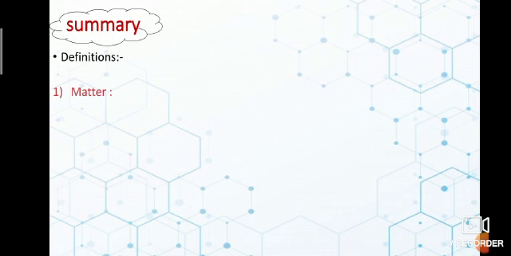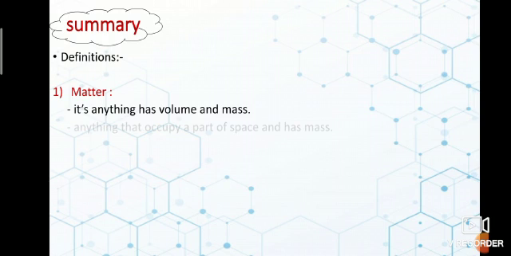Let's start with the three definitions in the beginning of the lesson, which was matter. Matter means anything that has volume and mass. The second definition for matter was anything that occupies a part of space and has mass.